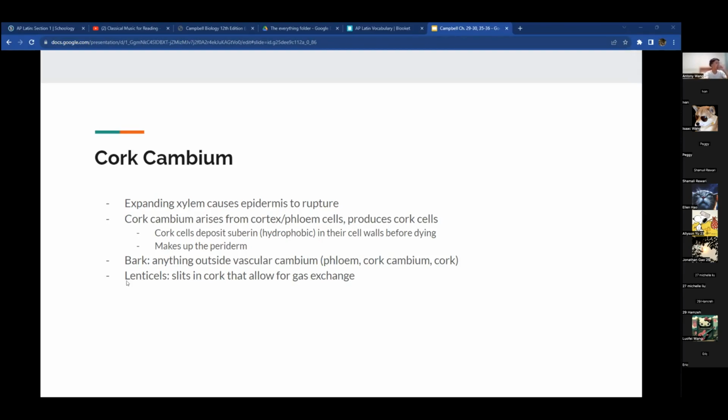And then another structure of the stem formed by the cork cambium are lenticels. These are slits in the cork. They're like horizontal openings within the stem that allow for gas exchange. So this allows the cells of the stem to do cellular respiration by providing them with oxygen.